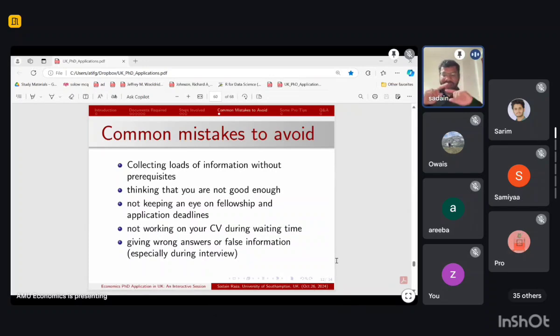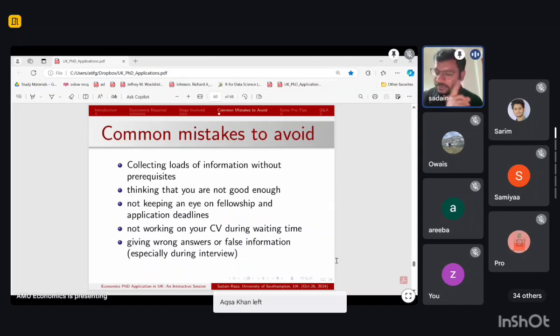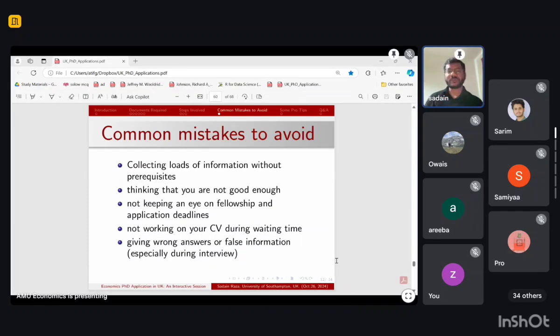Keep maybe an Excel file where you write all the fellowship names and deadlines, and maybe which university each is associated with. Then accordingly keep an eye on that. Maybe set a reminder that you have to apply.